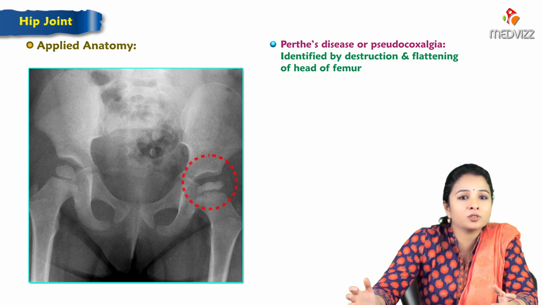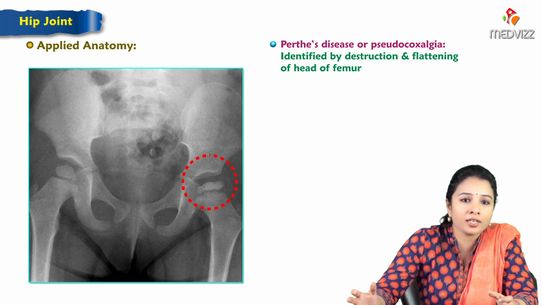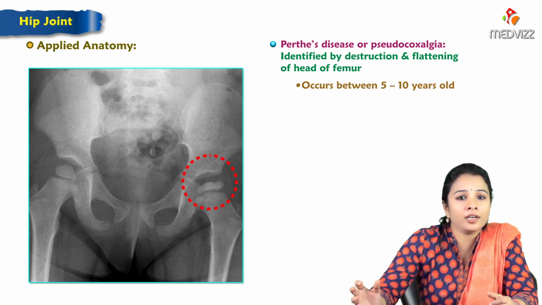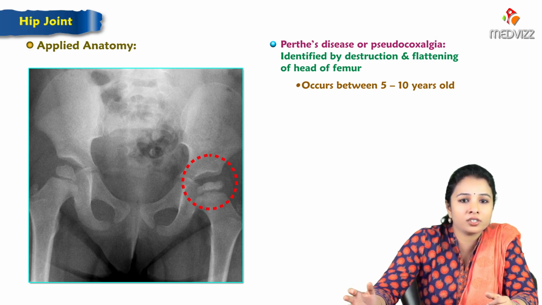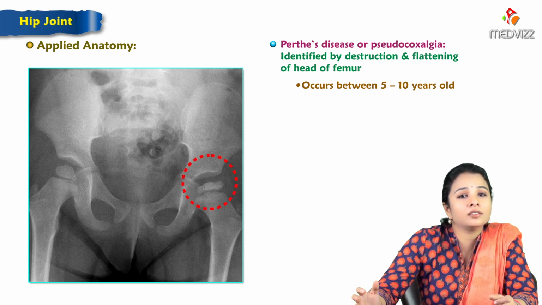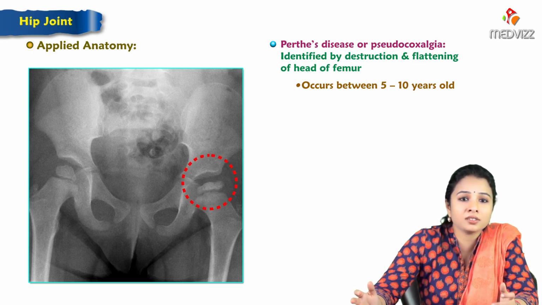Let us discuss on this Perthes disease or pseudocoxalgia. It is characterized by the destruction and flattening of the head of the femur, and it occurs usually between 5 to 10 years old children. And as we see in the X-ray, so it shows the increased joint space in the X-rays. So that is the identification feature. Flattening of the head is observed in Perthes disease.